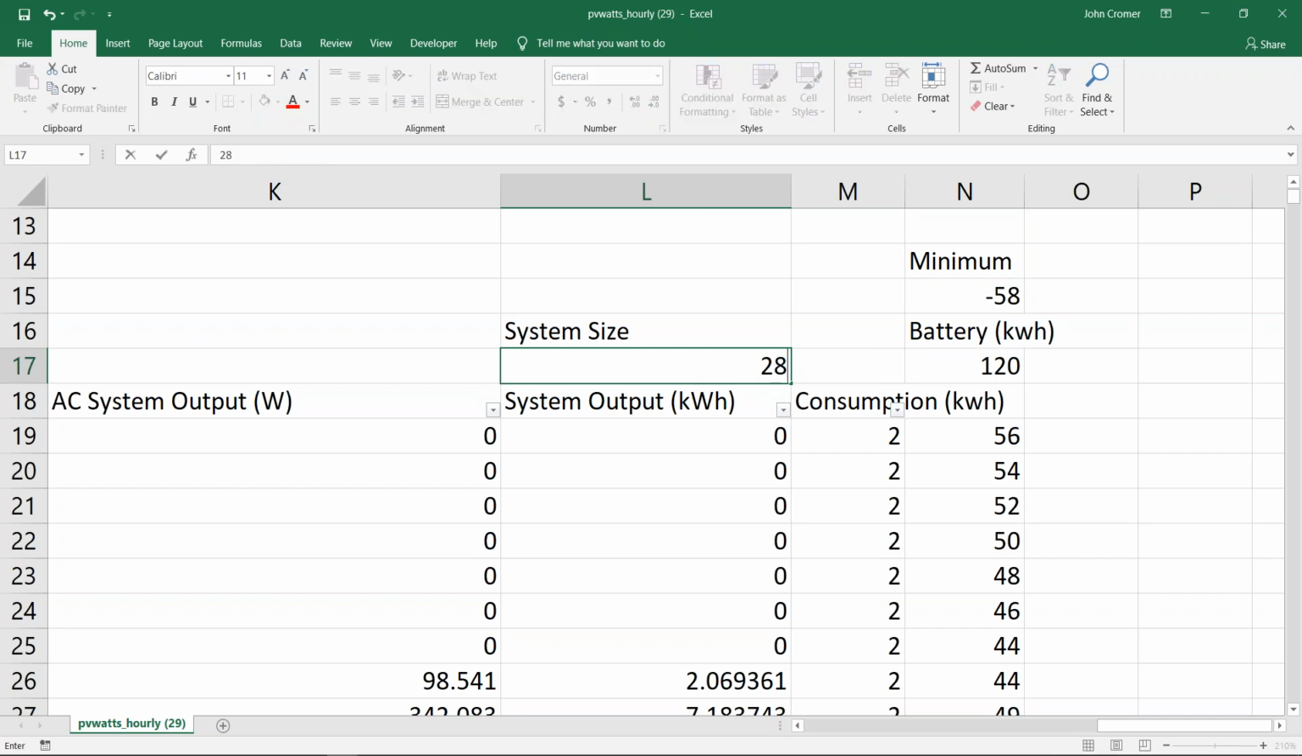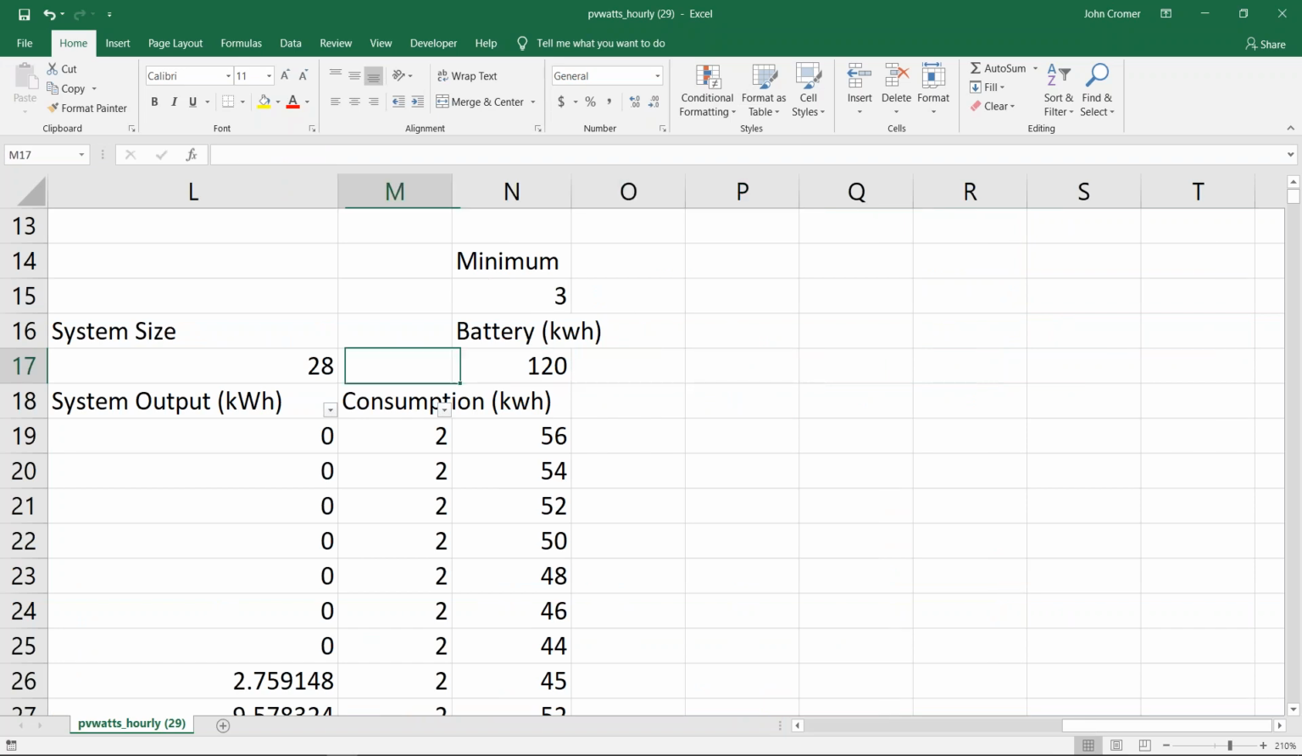What if we went all the way up to something even more? Oh, there we go. Now at a 28 kilowatt solar array and a 120 kilowatt hour battery bank, our battery never goes negative. Okay, what if we went down to 100? Now we're at negative 17. Then we get up to 120. What about if we go even larger? If we go up to a 50 kilowatt battery bank, maybe not.